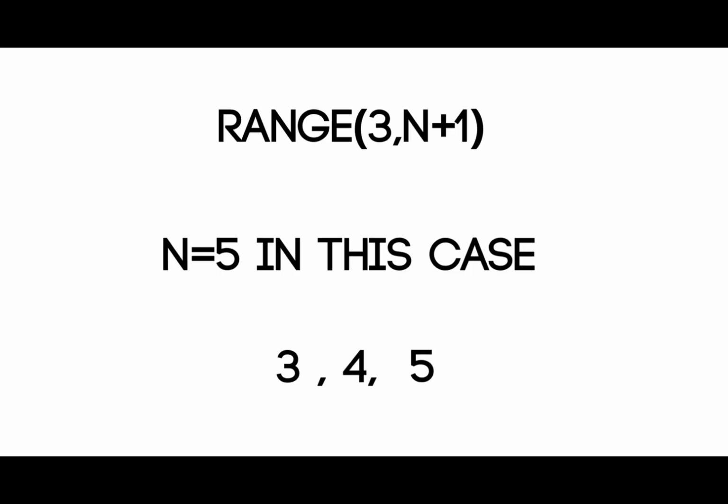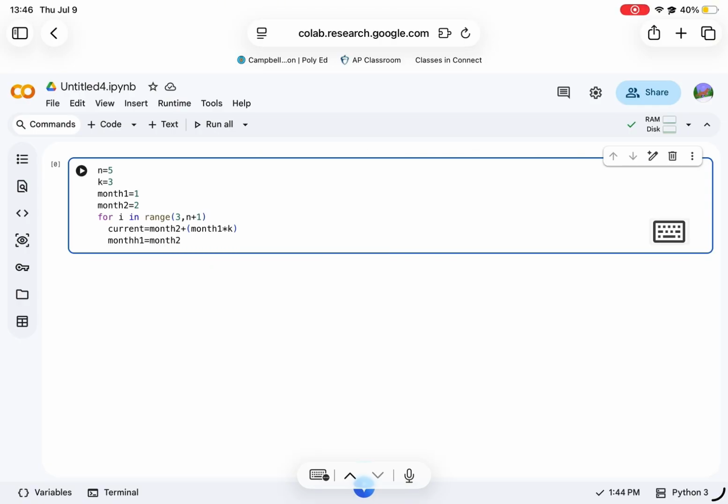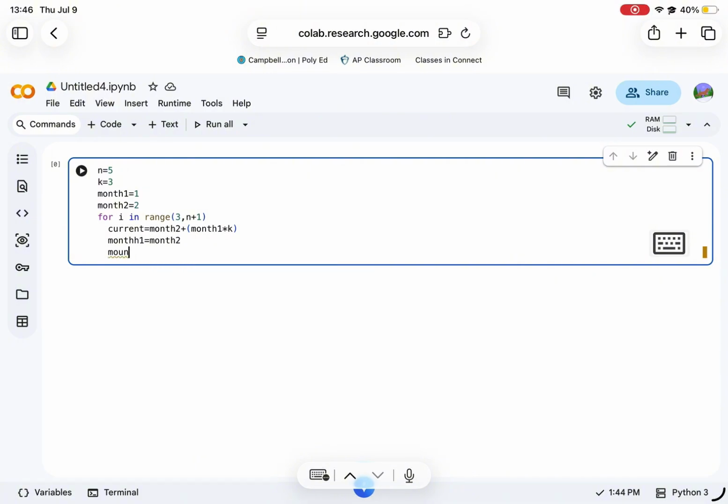So if n equals 5, writing range(3, n + 1) makes the loop run for months 3, 4, and 5, ensuring that we calculate the population all the way to the final month. The loop repeats this process until we've simulated all n months. This is a classic example of space-optimized dynamic programming.